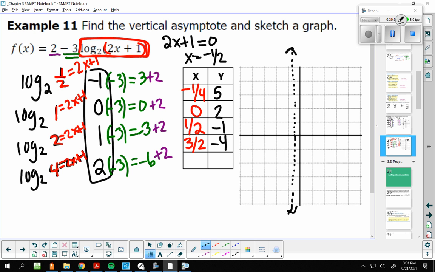Alright, so let's graph that. -1/4 up 5, that's really close to my asymptote, so that's a good sign. 0, 2, 1/2, -1, and 3/2, -4. So that's good confirmation that we did it right, because our function is approaching our asymptote.